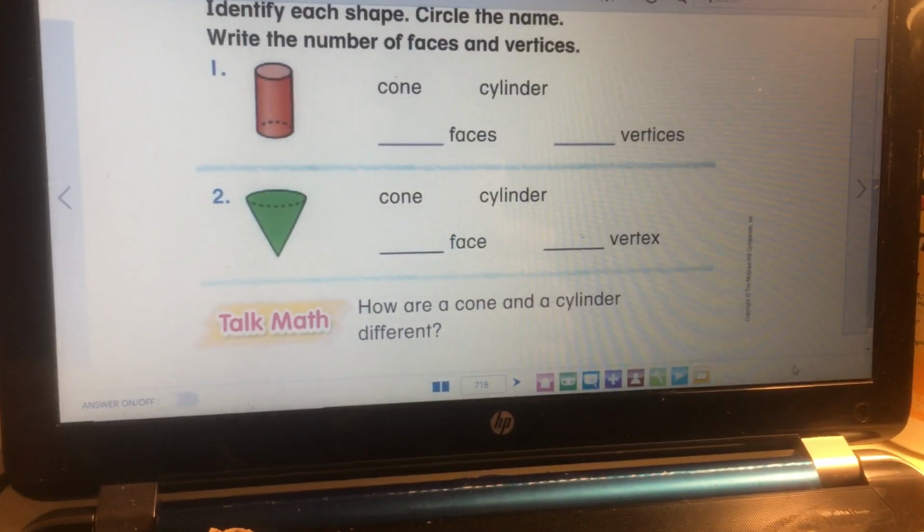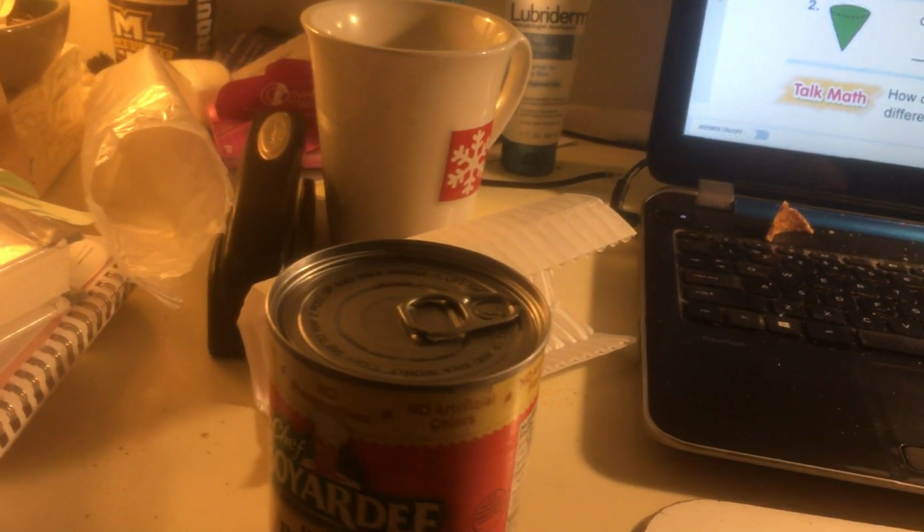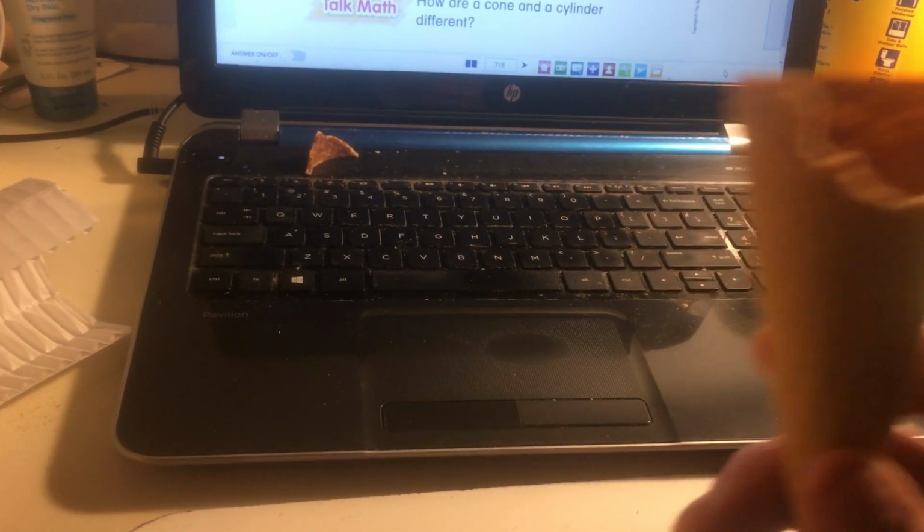And I don't know about you, but all this talk about ice cream cones and beef ravioli and tomato and meat sauce has kind of got me hungry. So forgive me if I take a bite out of cone, but it's all in the name of math.